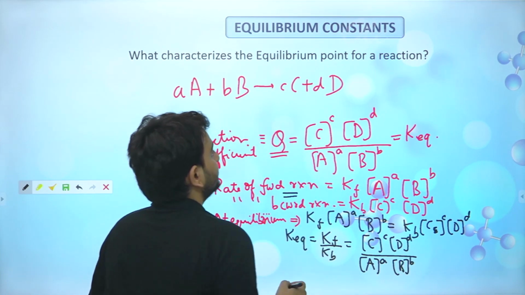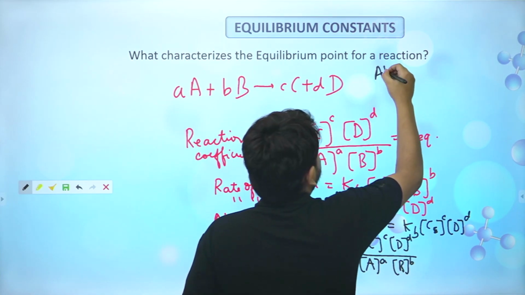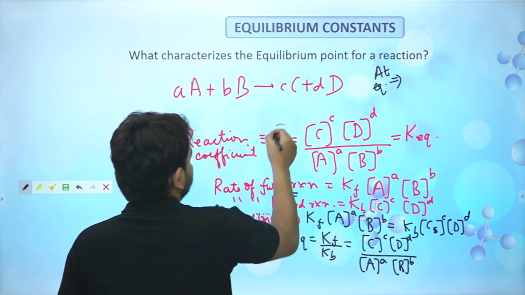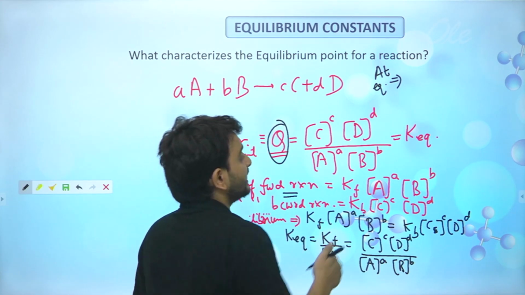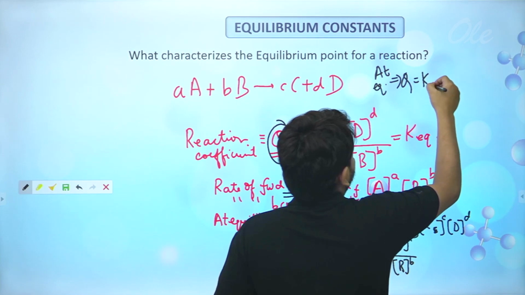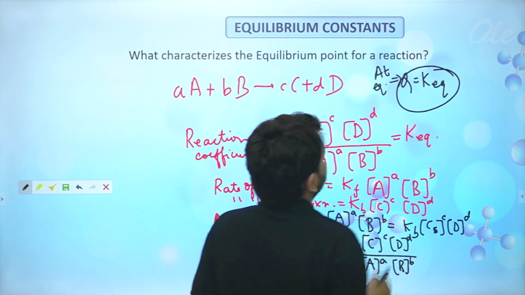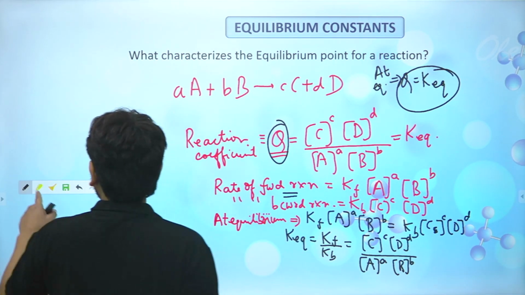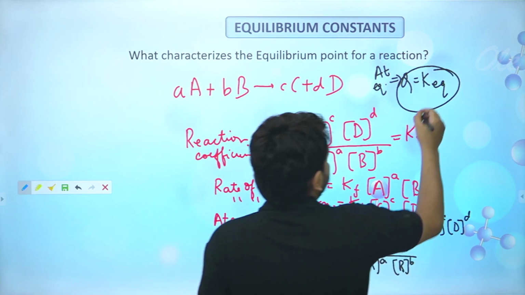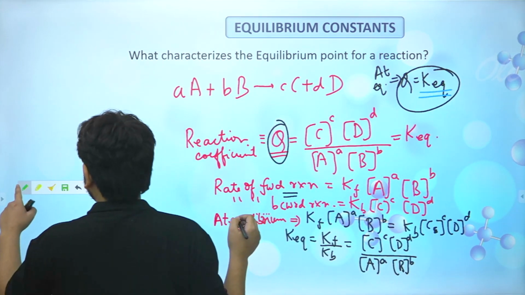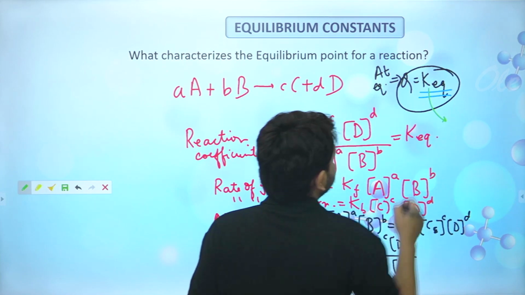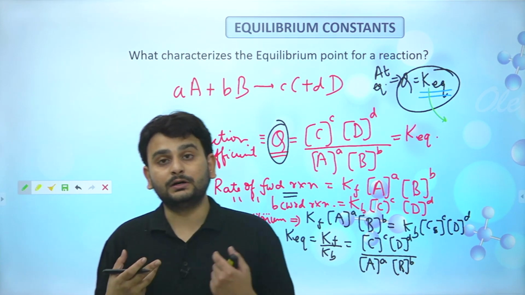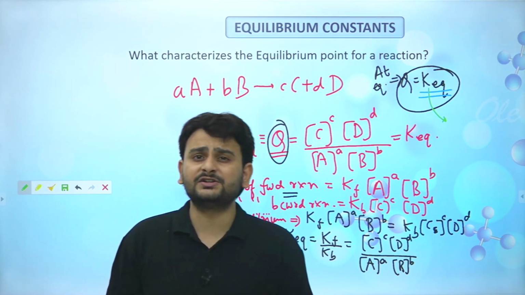So basically at equilibrium, the reaction coefficient Q, if it's given in the question, becomes equal to the equilibrium constant K equilibrium, guys. That becomes equal to the equilibrium constant. And the equilibrium constant, guys, cannot be changed. What that means is it cannot be changed by varying pressure or changing the volume, or changing the concentration, right?